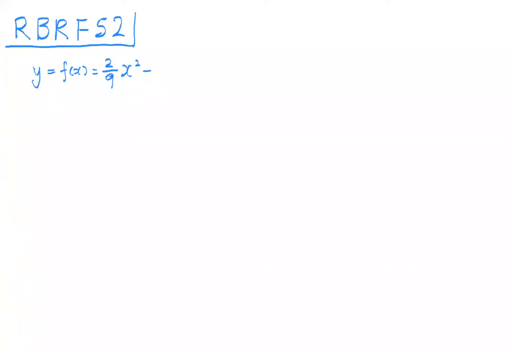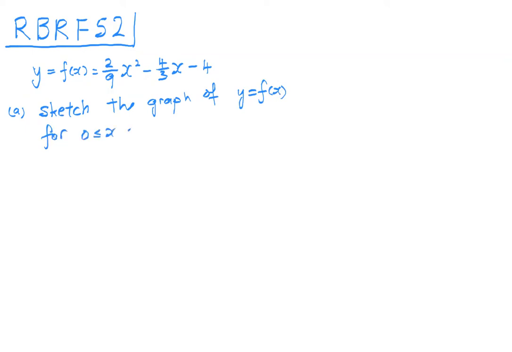Okay, so now everyone key into your graphic calculator and sketch the graph of... okay, wait, I write down first. Given y equal to f(x) equal to 2/x squared minus 4/3x minus 4. Okay, part A. Sketch the graph of y equal to f(x) for x between 0 and 7. Okay, do it now.